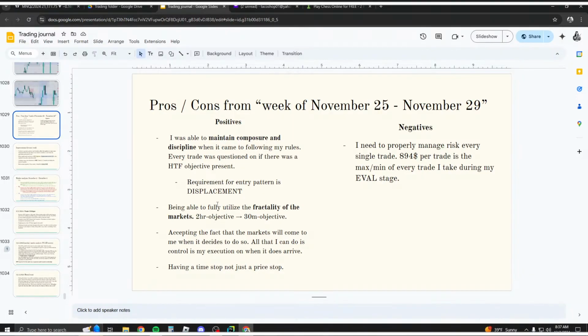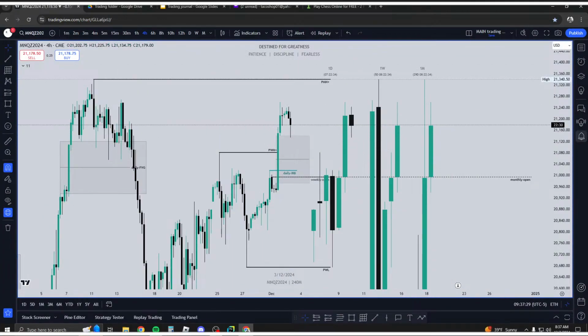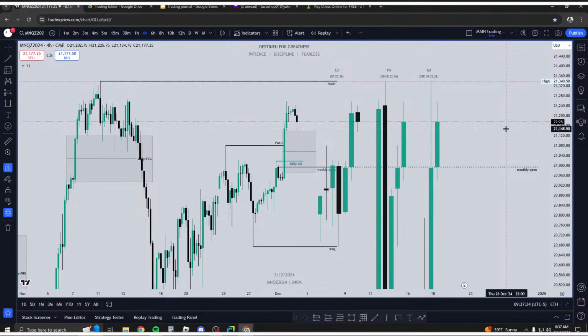Second positive from last week is I'm able to understand and fully utilize the fractality of the market. So there's this quote that ICT states that you should view every single 4-hour candle as a daily candle. You can view every daily candle as a weekly candle. What that means is on every single candle there's going to be an objective. Like I said, the daily objective is higher prices.